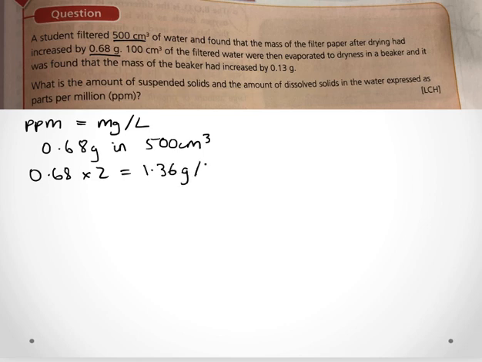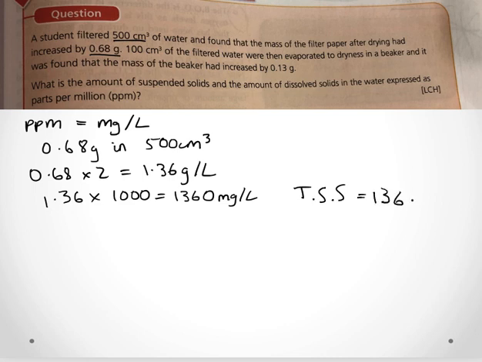1.36 grams per litre. And now in order to change from grams to milligrams, we multiply our 1.36 by 1,000, and that will give me 1360 milligrams per litre, or that is a total suspended solids of 1360 parts per million.